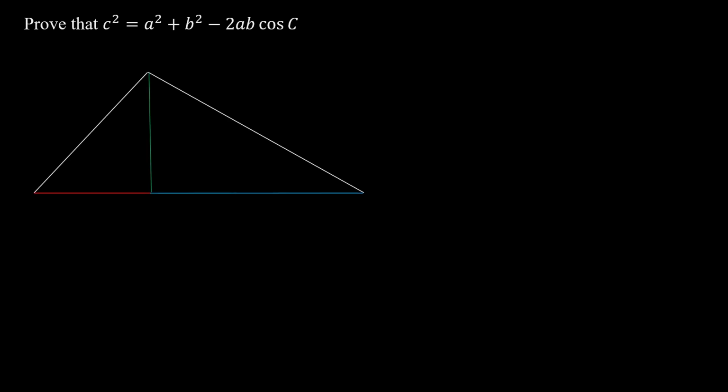in any triangle. So let's construct our triangle, and we're going to draw a green line that is perpendicular to the red and blue side. And we're going to call this triangle ABC. And we're going to call the green line h, the red line b1, and the blue line b2.